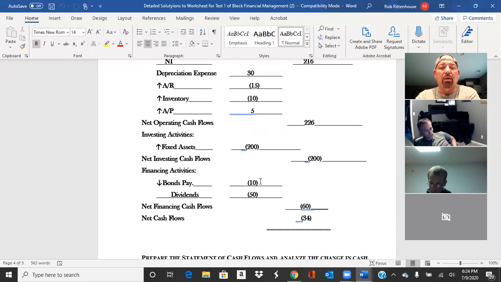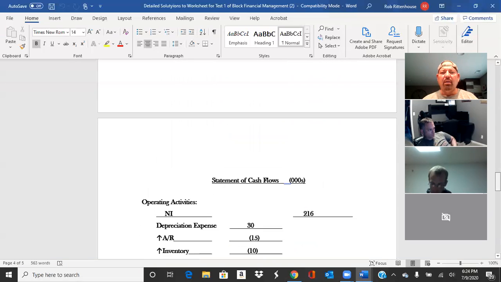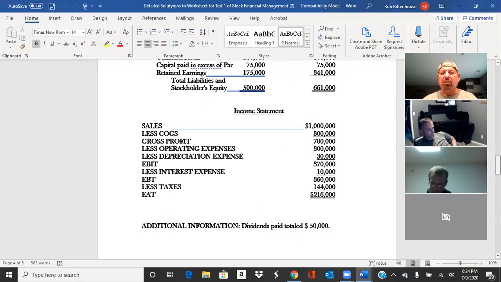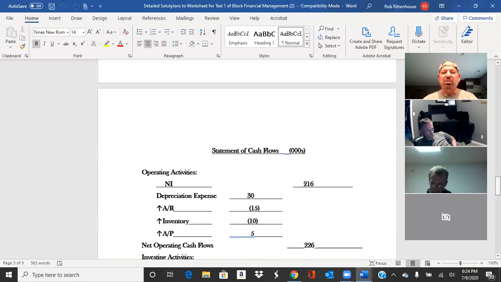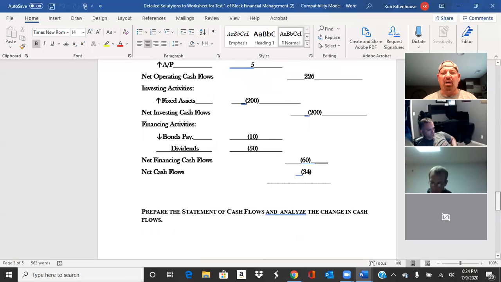Or it could mean we issued 50,000 and paid off 60,000. Either way, the net effect is the same. It's a $10,000 decrease in cash. Finally, the last financing activity is that 50,000 paid out in dividends. Obviously, that's going to decrease cash by 50,000. So when you add that to the negative 10,000 from the decrease in bonds payable, your net financing cash flows are negative 60,000.